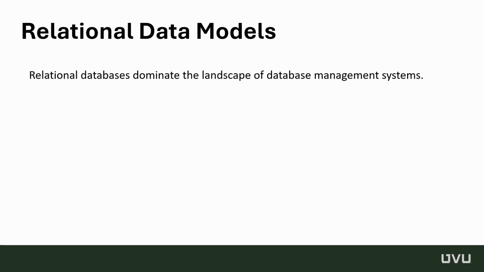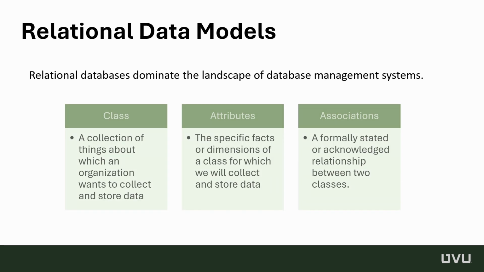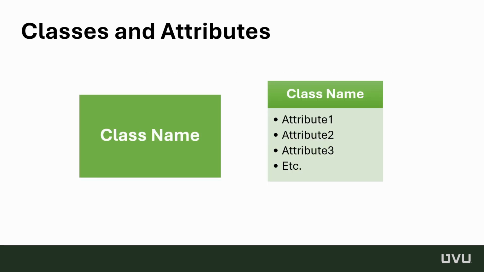Relational data models consist of three main building blocks: classes, attributes, and associations. A class is a generalized category, a discrete collection of things whose data we want to track. Attributes are the specific things about a class that we're going to track. And then lastly, we've got associations. Different classes may be directly related to each other, and we explicitly designate relationships between two classes with associations.